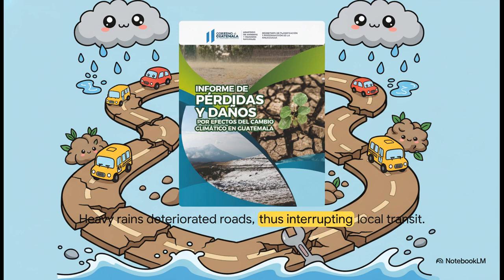Finally, the data shows how intense rainfall destroys unpaved roads. Let's pull out that advanced technical structure we learned earlier. Heavy rains deteriorated the unpaved roads, thus interrupting local transportation. We set up the cause, added our comma, and used thus paired with the ing verb, interrupting, to clearly show the direct effect on community transport.